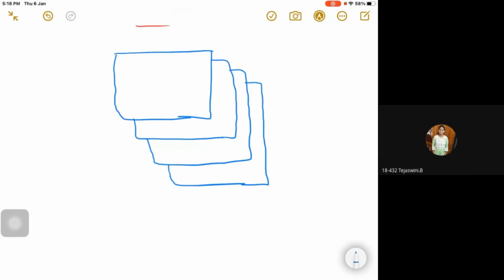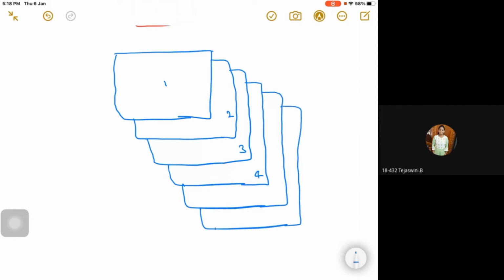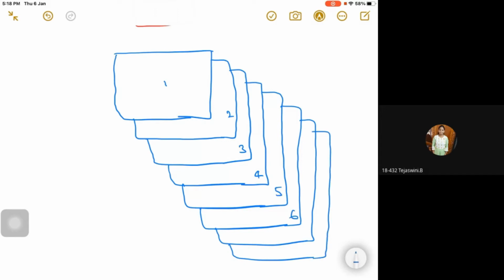So this is first plane, this is second plane, this is third plane, this is fourth plane. Like that, let us go up to 8 planes: 5, 6, 7, 8. So this is the way of slicing the image into various planes.